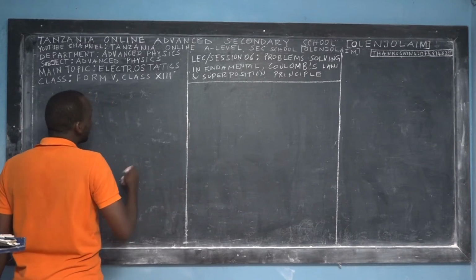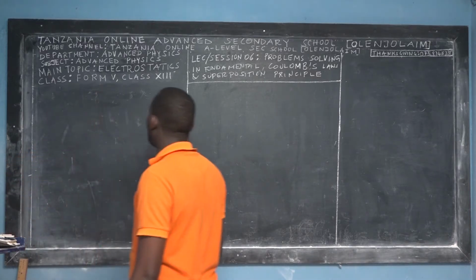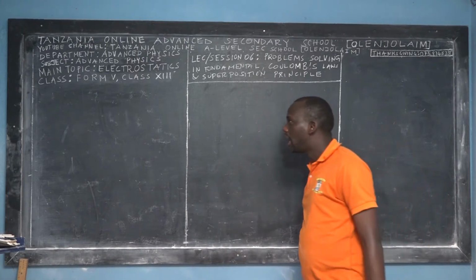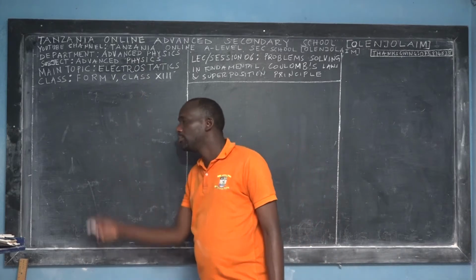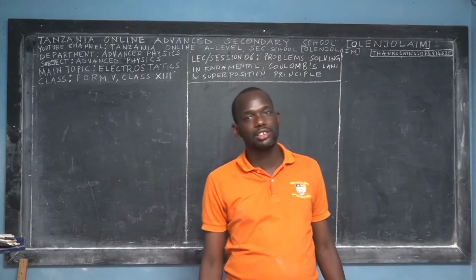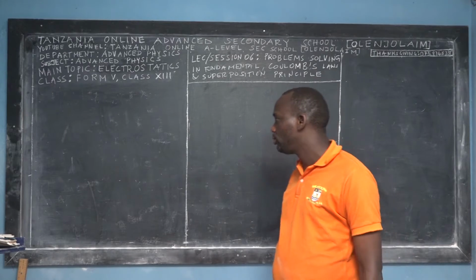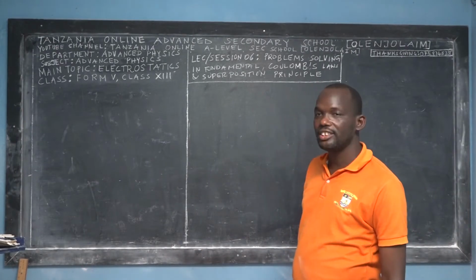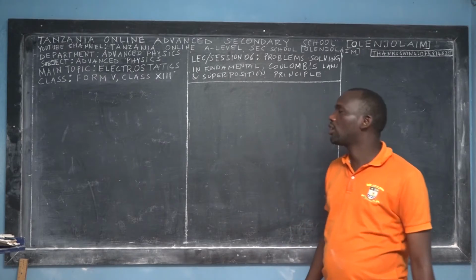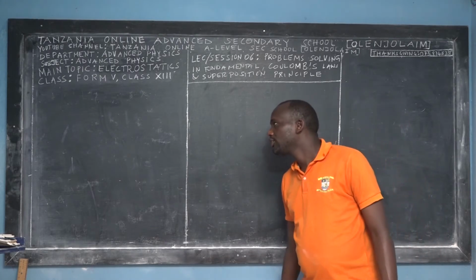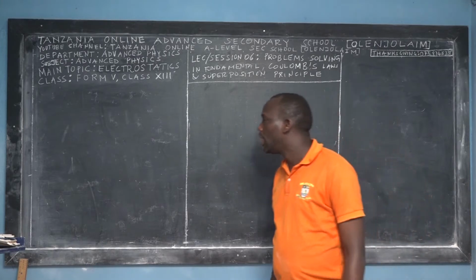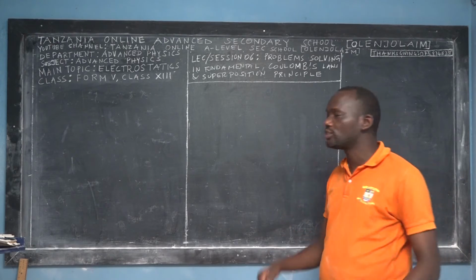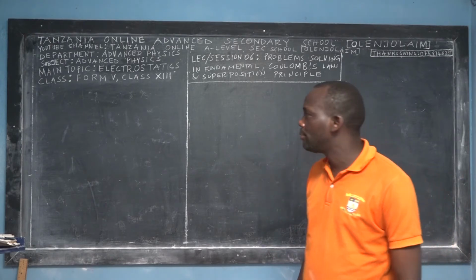The department where you are is the Department of Advanced Physics, and the subject is Advanced Physics. The main topic that we have in this stage of physics is electrostatics. These contents are specifically for Form 5 or Class 13. This material can be used worldwide and can be advantageous to any students. However, our main focus is the syllabus of the United Republic of Tanzania.